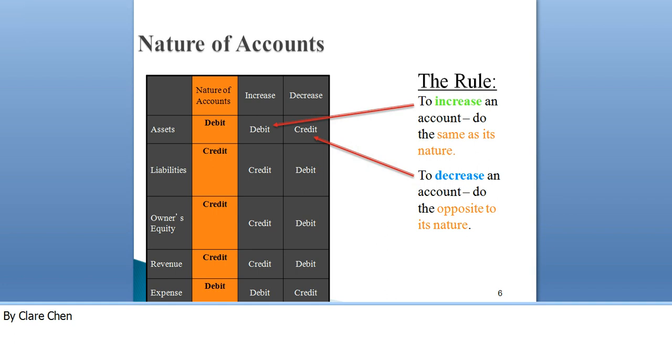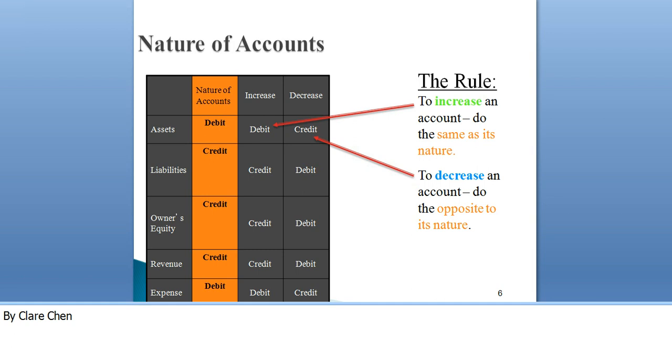So, for example, bank is an asset account, and the nature of asset is debit. So to increase the bank account, we would debit the bank account, and if we want to decrease the bank account, we would credit. This is accounting language. The debits and credits.